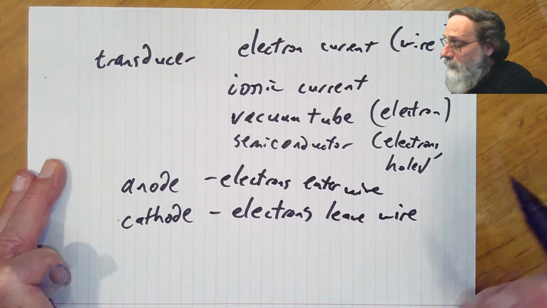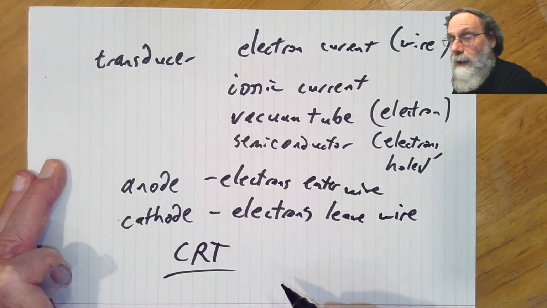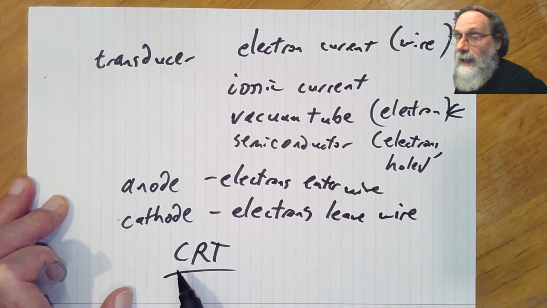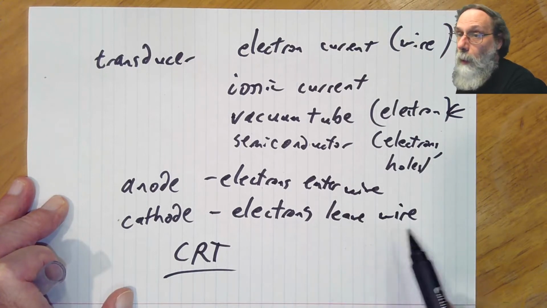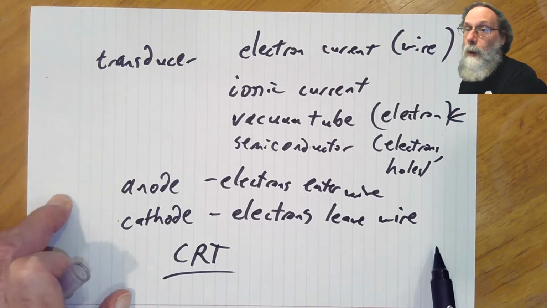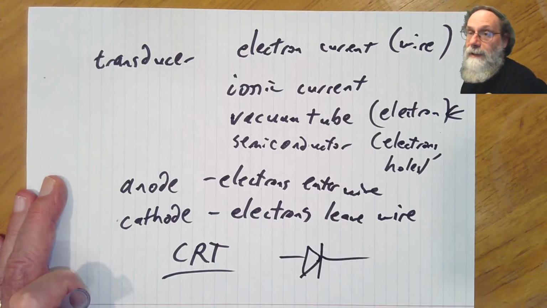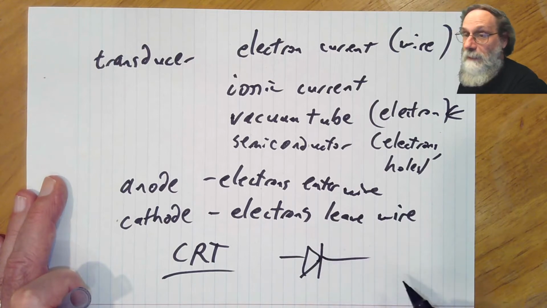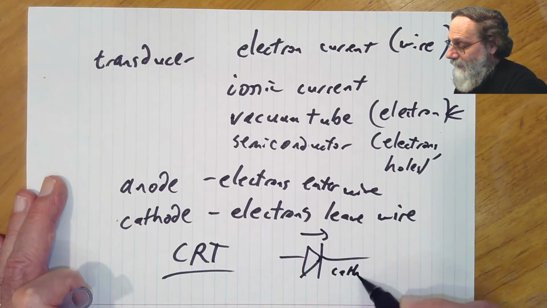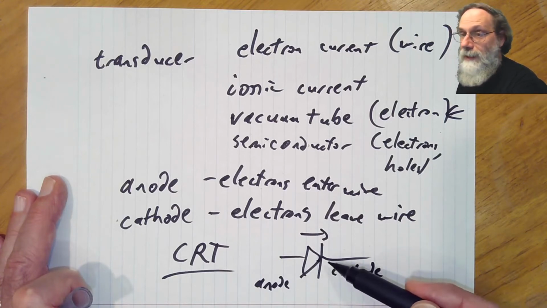How is that easy for me to remember? Well, I remember the old television sets, which were cathode ray tubes, and the cathode rays were electrons. So the rays that came from the cathode were the electrons leaving the wire that was the cathode and entering the vacuum. So cathodes are where the electrons leave the wire. And we get that in our semiconductor stuff by looking at diodes, where, if you remember, the current flow goes in the direction of the arrow. So this is the cathode and this is the anode, because the electrons leave the wire and enter the diode on the cathode side.